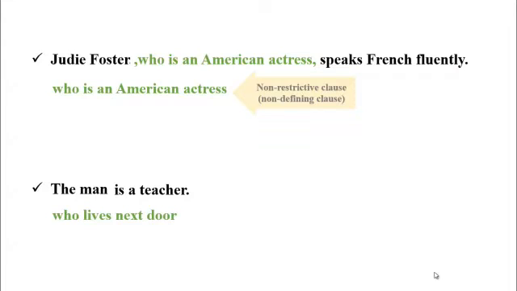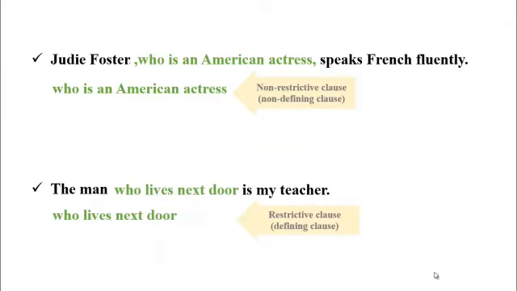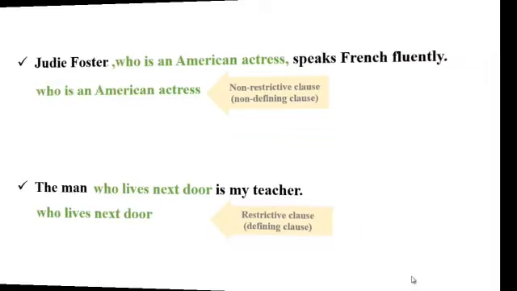So here this clause is a restrictive clause, a defining clause. It defines the noun before. So it is important and it can't be omitted. That's why we don't use any commas to show that this clause is important.